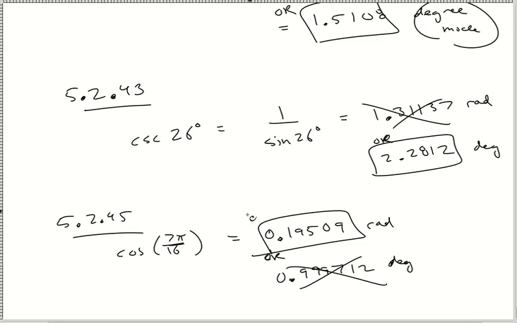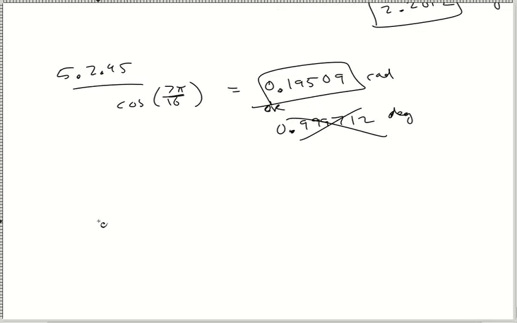Okay? 5, 2, 49. I have a triangle. It's not a very good triangle.